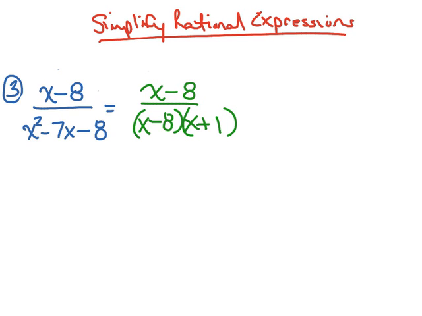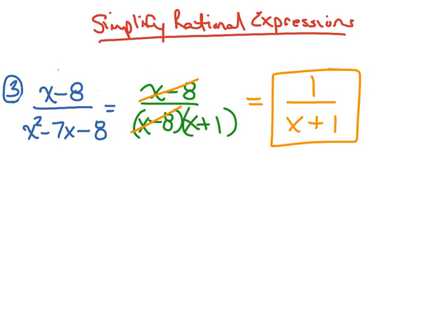Notice how negative 8 times 1 would give me the negative 8, and a negative 8 plus 1 would also add up to a negative 7. Therefore, these are my factors. At this point, I'm going to cancel out some common factors. I've got x minus 8 in my numerator. I've also got an x minus 8 in my denominator. Therefore, I can cancel those out. So what I'm left with is 1 for my numerator and x plus 1 as my denominator. Therefore, the expression x minus 8 over x squared minus 7x minus 8 can be simplified as 1 over x plus 1.